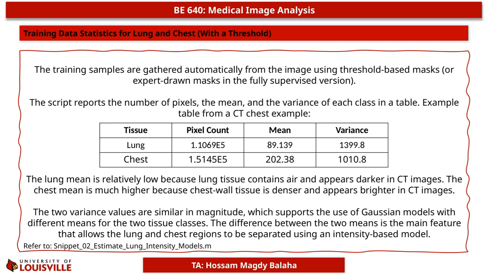That supports modeling the two classes with Gaussian distributions that have different means. In practice, the mean difference becomes a primary feature for separating lung from chest using intensity alone.